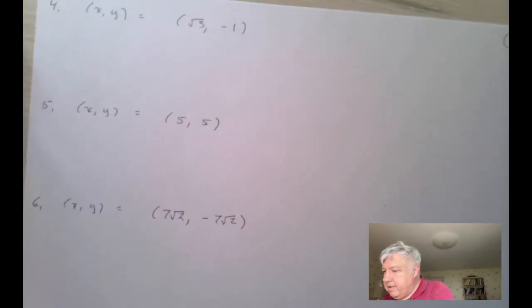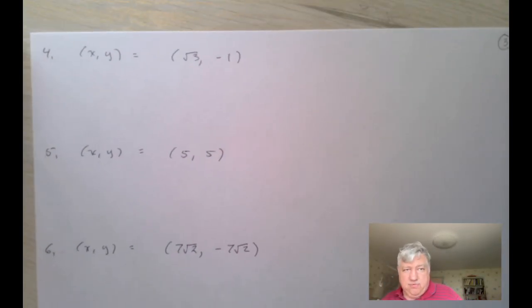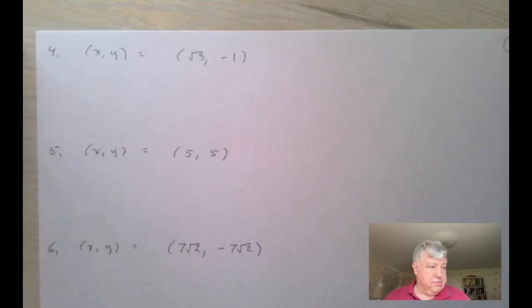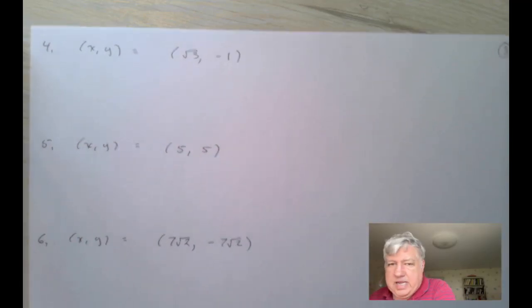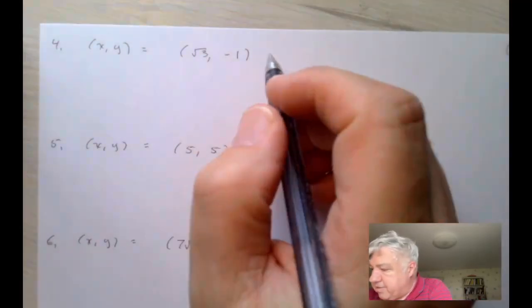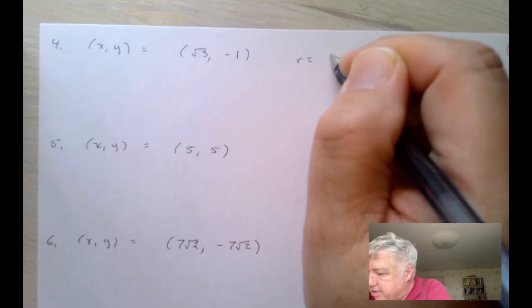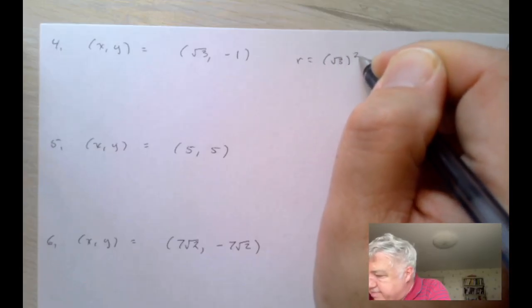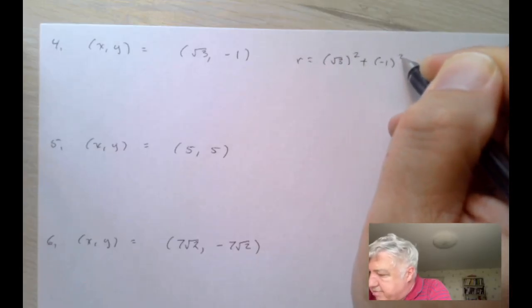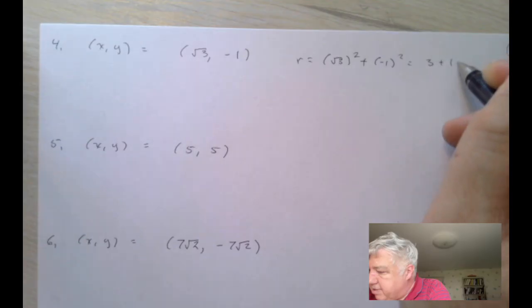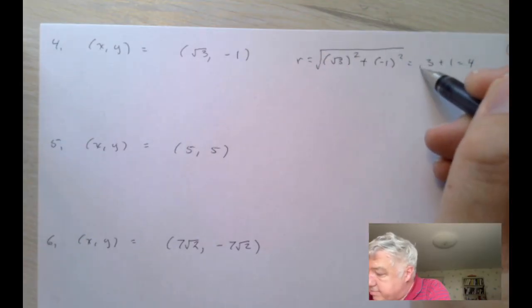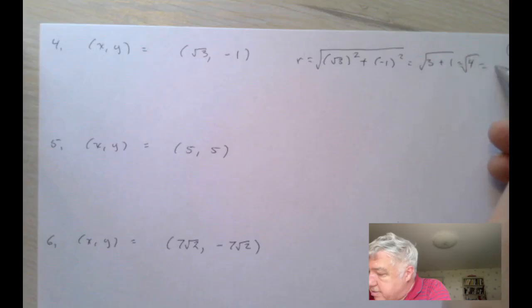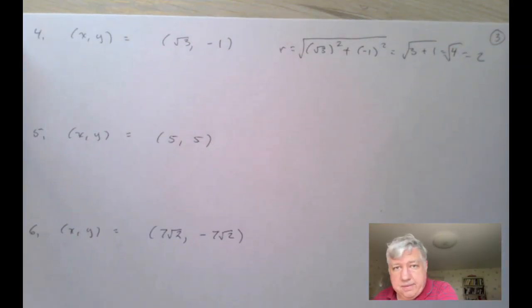Then let's look at example 4. Now we're going in the other direction. We are going to find out what r is, and we need to find r and theta. Finding r is no problem. You just plug this into the formula, so r is going to be the square root of square root 3 squared plus negative 1 squared. So this will be 3 plus 1, which is 4. And of course we have to take the square root. So r is 2.